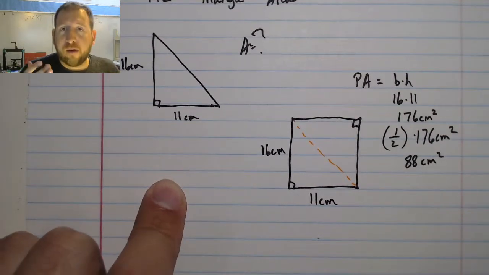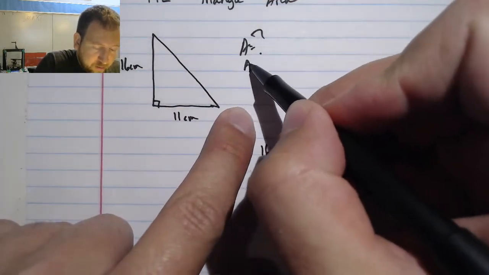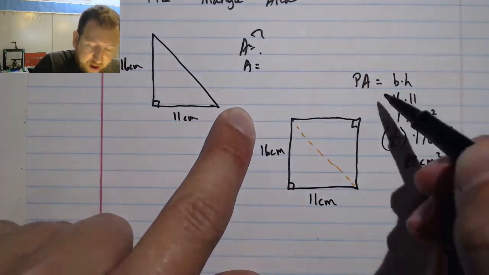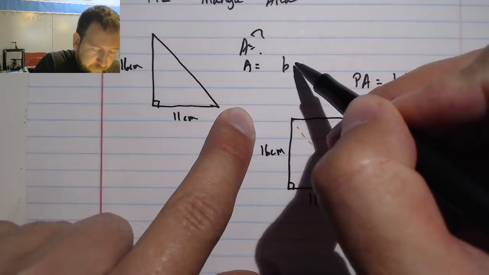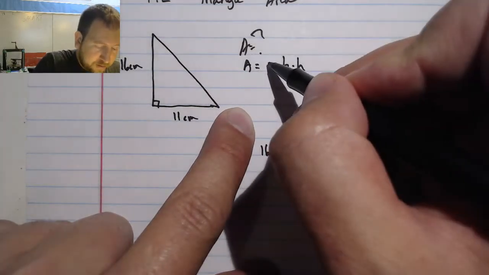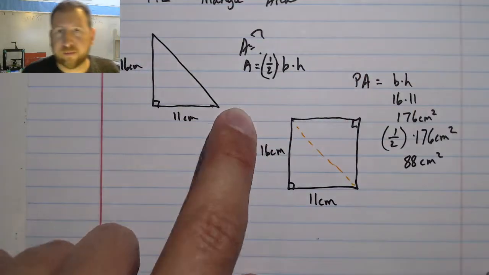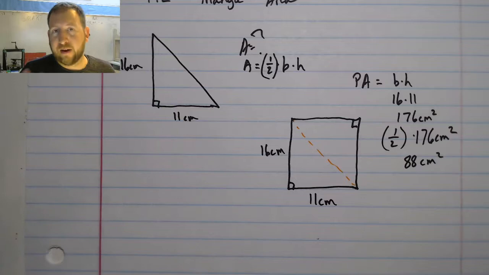So my area of a triangle is going to be my area of a parallelogram, base times height, times 1/2. And that's how you can get the area of any triangle.